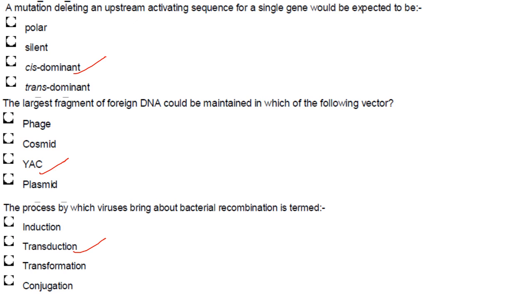The largest fragment of foreign DNA could be maintained in which of the following vector? Out of the given, you can maintain it in YAC, that is yeast artificial chromosome vectors, because they clone DNA fragments up to 1000 kb in size. The process by which viruses bring about bacterial recombination is termed as transduction. Answer is option B.